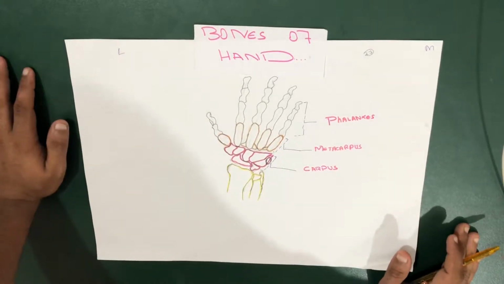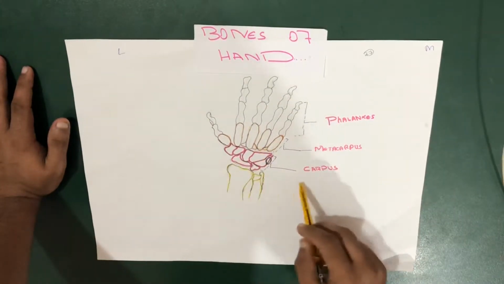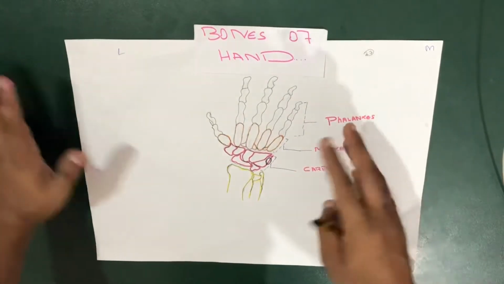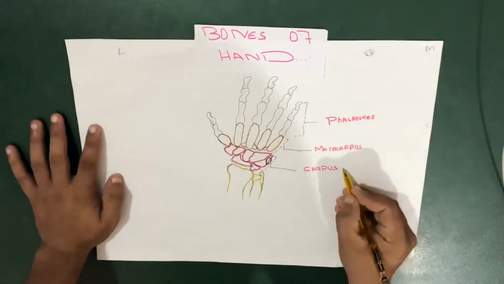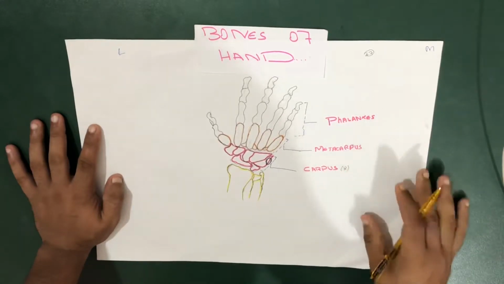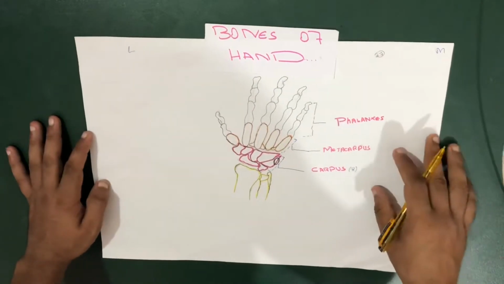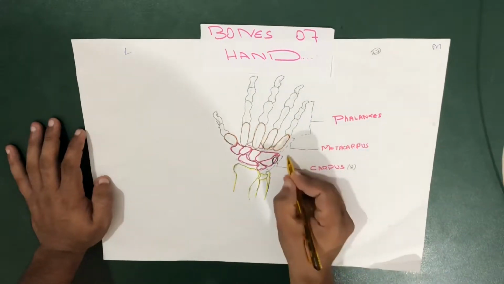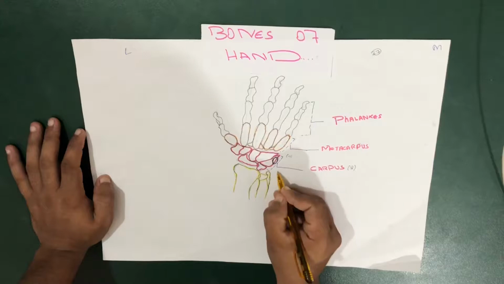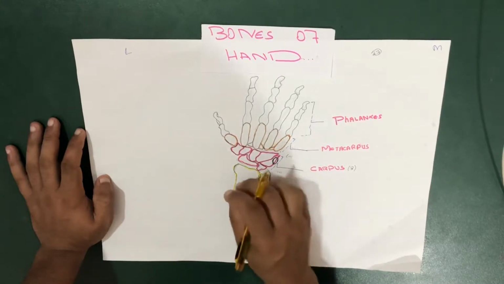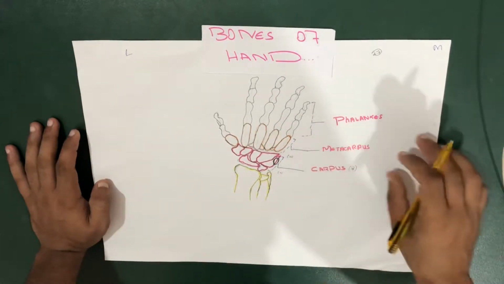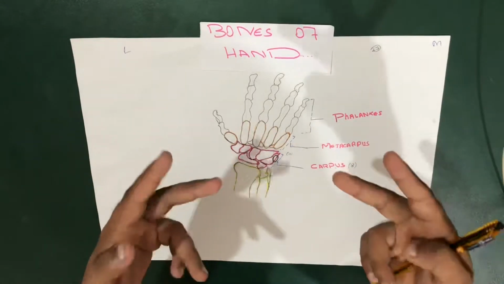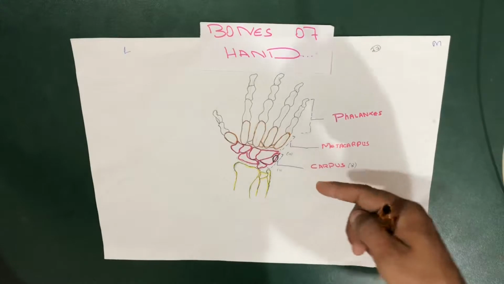We should start from the carpus bones. We have two rows of carpus, totally 8 carpus bones. The upper row contains 4, and the lower row also contains 4. The lower row is a bit fused with the upper row, so you cannot easily differentiate it, but there are actually two rows, the upper row and the lower row.